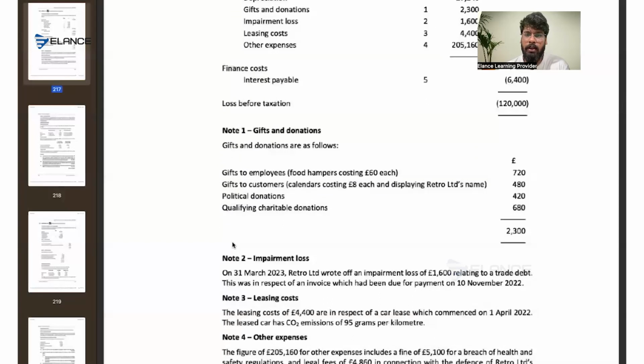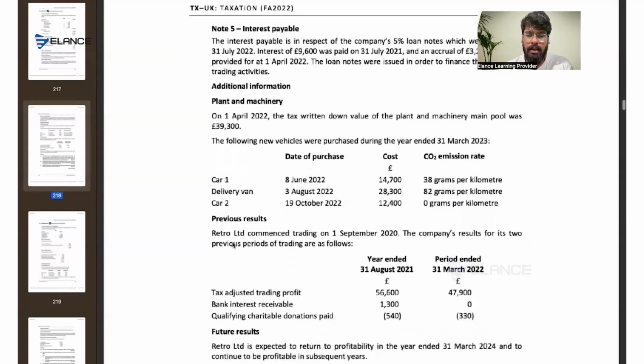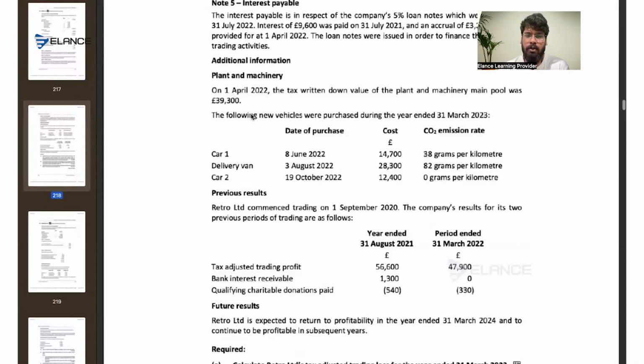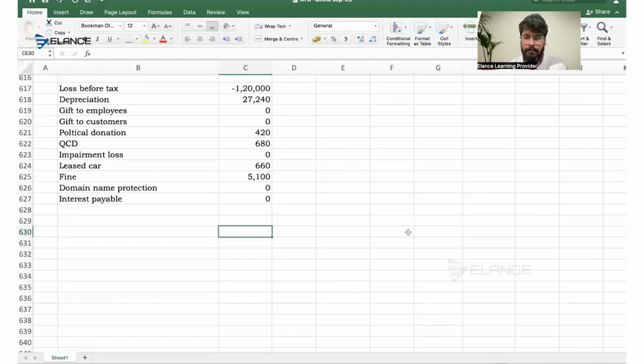So that is note number 5. And here we have some additional information related to finding out the capital allowance. Okay, so on 1st April 2022, the tax written down value of the plant and machinery in the main pool was 39,300. So here we have a main pool.